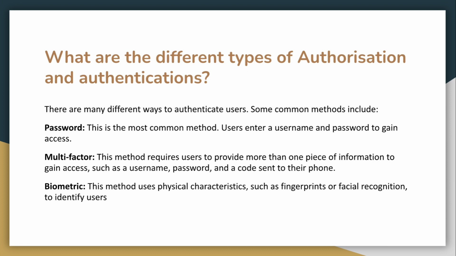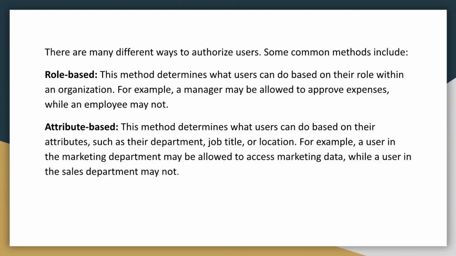So once a user has been authenticated, we need to determine what they are allowed to do, what permissions they have. This is basically done through authorization. There are many different ways to authorize a user. Some common methods include role-based access control. This determines what a user can do based on their role in the organization. For example, a manager may be allowed to approve an expense while an employee may not.